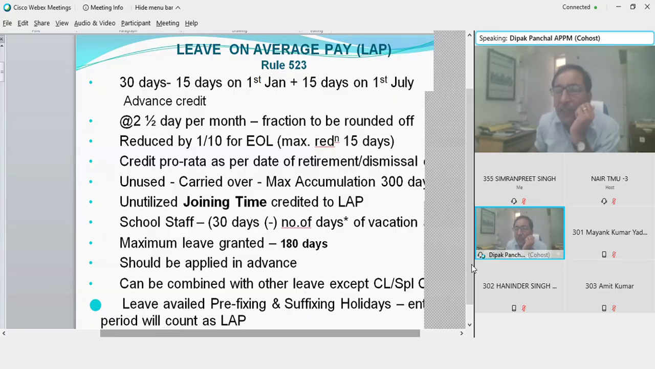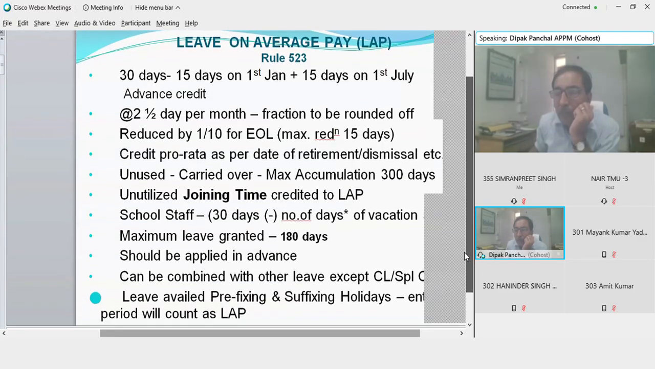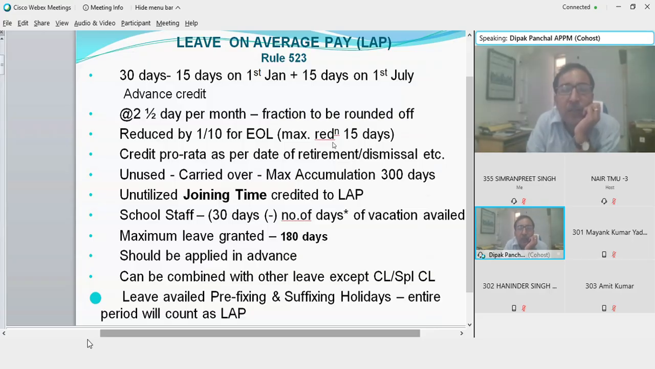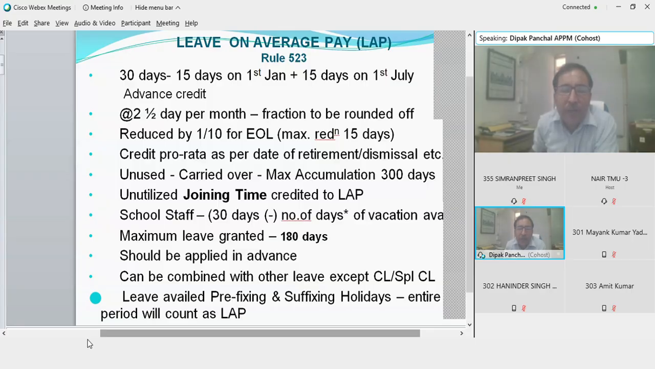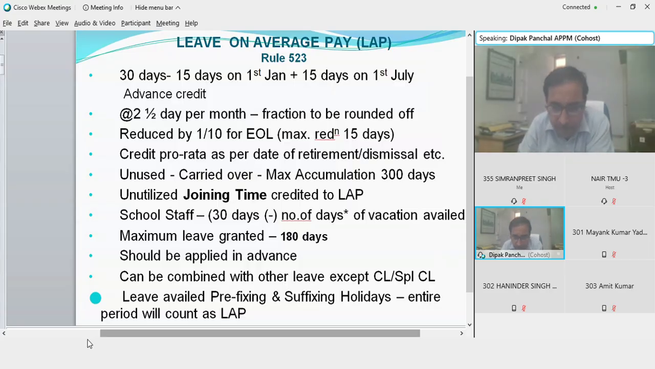First of all, leave on average pay. 30 days of LAP are credited in two spells, 15 days on 1st of January and 15 days on 1st of July. And the credit is at the rate of 2.5 days per month. And fractions can be rounded off. Rounding off means if the total credit is say 7.5 days for 3 months, then 8 days can be credited to the leave account.